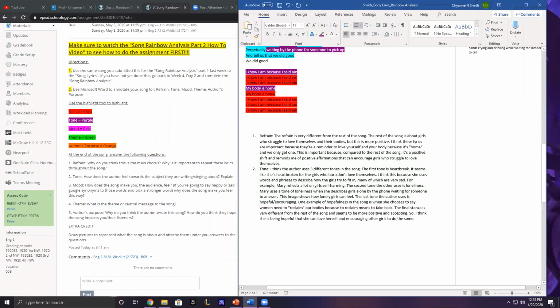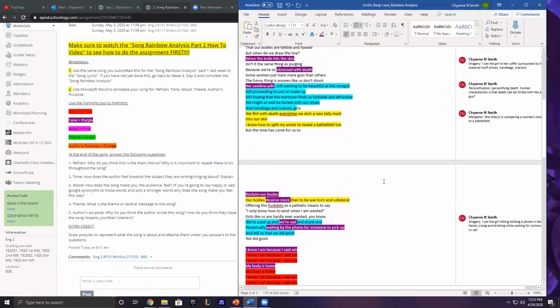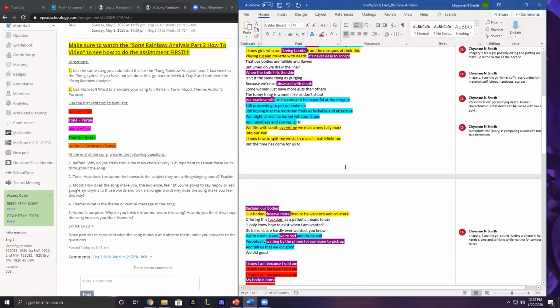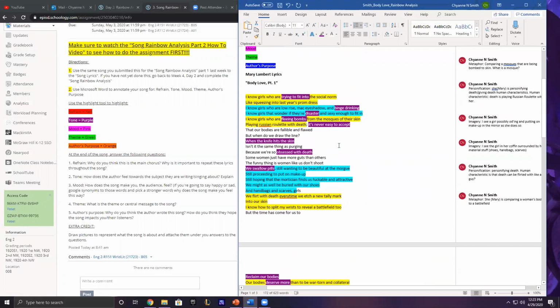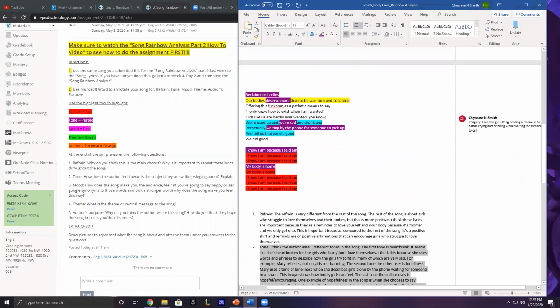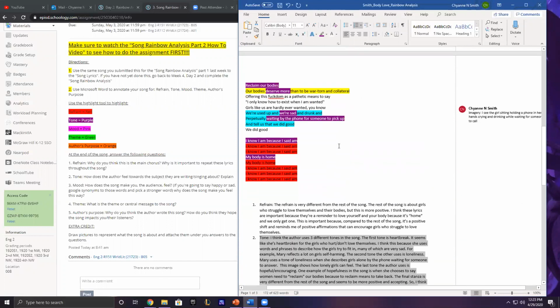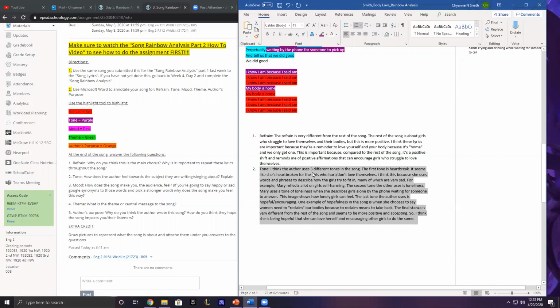Okay, so let me just recap this one more time for my tone. Your explanation of tone might not be as long as mine, and that's okay. Your song might only have one tone in it. Your author might only be using one specific emotion. But in the case of my song, I identified 3 different tones. So it's okay if you can only find one, or if you can find more than one, it's okay to talk about the different ones that you find. So I think the author uses 3 different tones in the song.